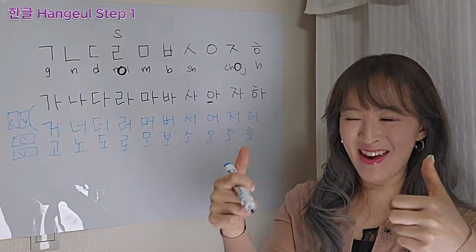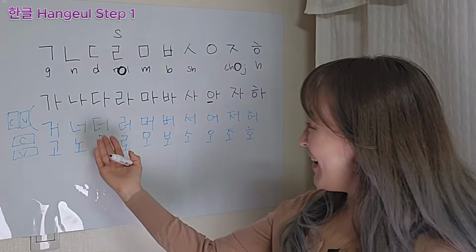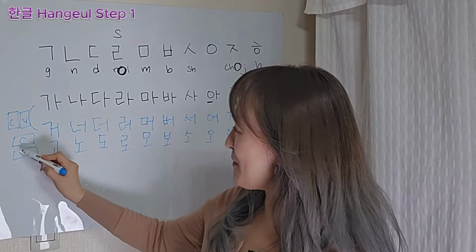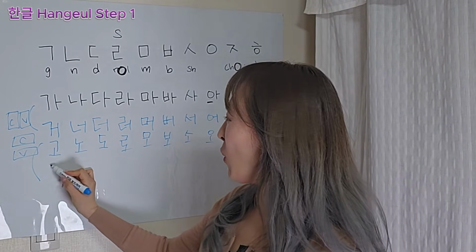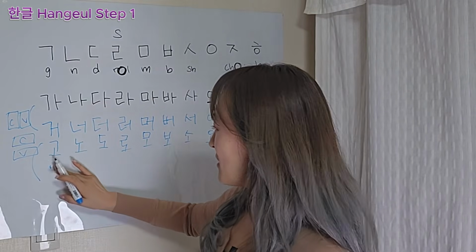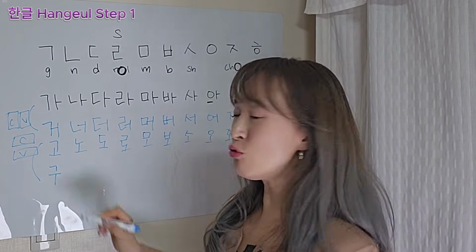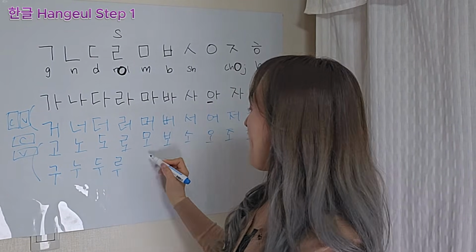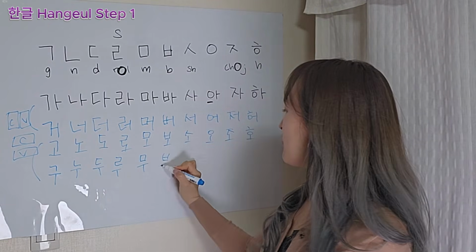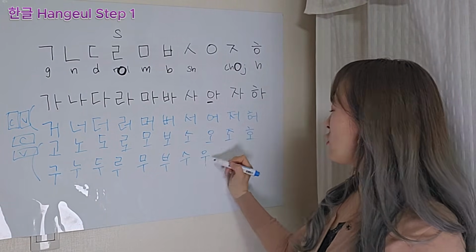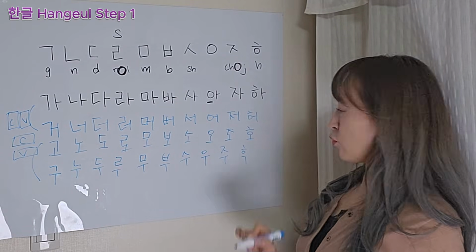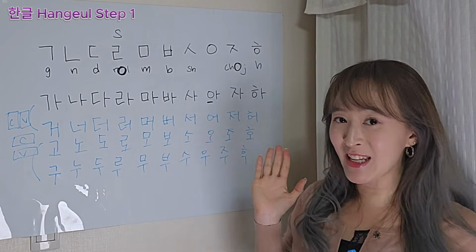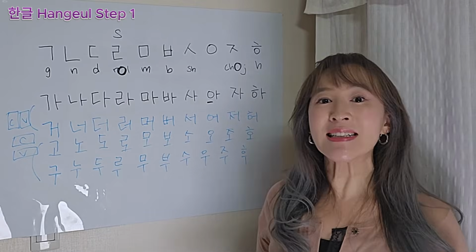Easy, right? Yay, you're on a roll. Now, the other side of O was oo. Oo, also the same format. So the vowel goes at the bottom of the consonant. So, 구, 누, 두, 루, 무, 부, 수, 우, 주. Yay! And exactly the same with U and E. And can you guess where U and E would go?